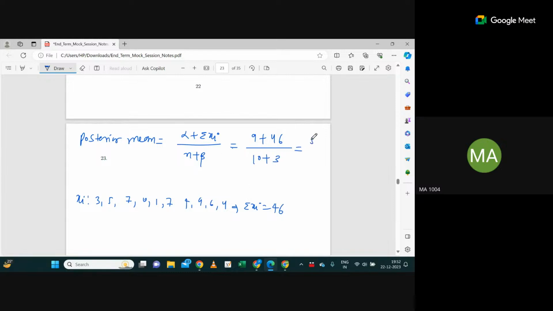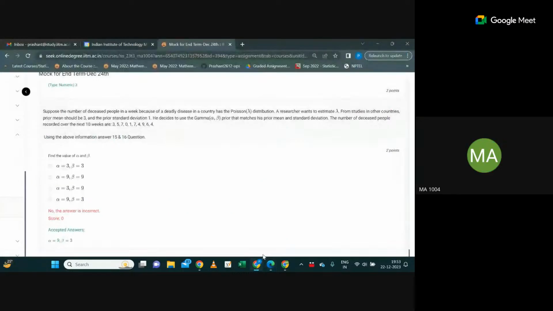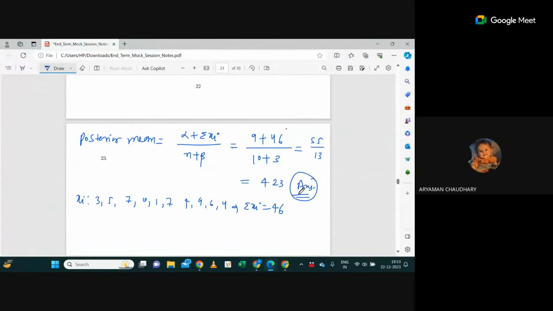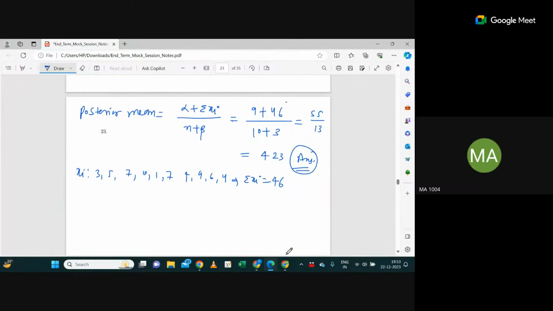So that means it's 53 divided by, not 53, 55. 55 by 13. If you divide, it should be 4 point something, right? 4.23. Okay, nice. So this is the answer, 4.23, which lies inside the range. Is this clear? Any doubt in this question? Okay, so you got the concept.